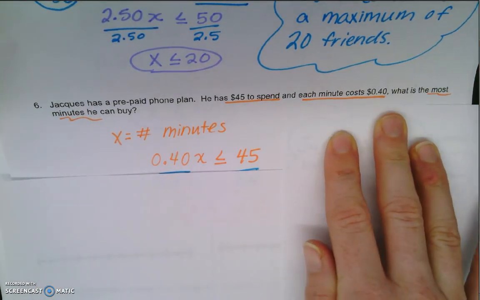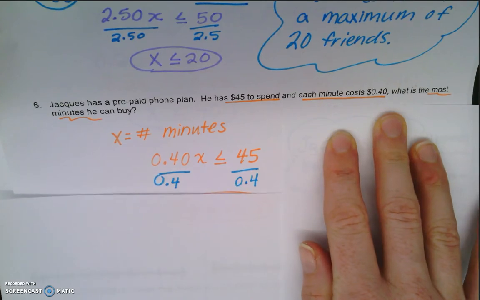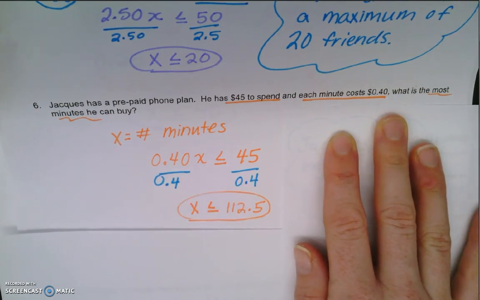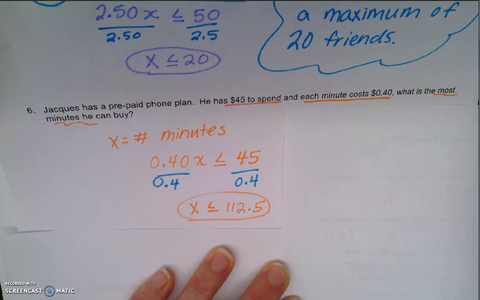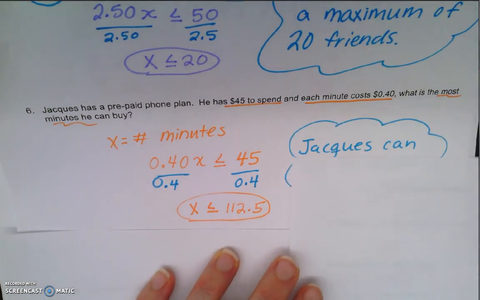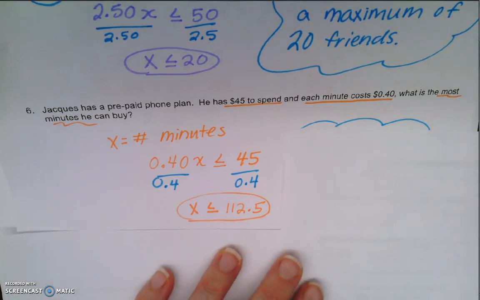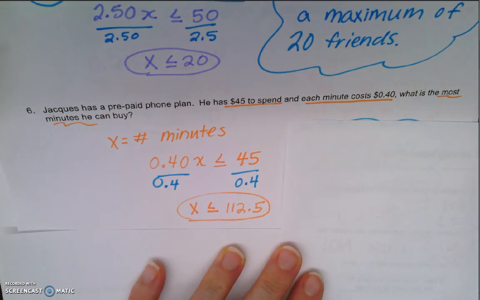To get x by itself, I divided both sides by 0.4, and I got x has to be less than or equal to 112.5. So thinking about a phone company, they're not going to sell us a half a minute. They're just going to charge us. Even if we don't use that whole minute, they're going to round up.